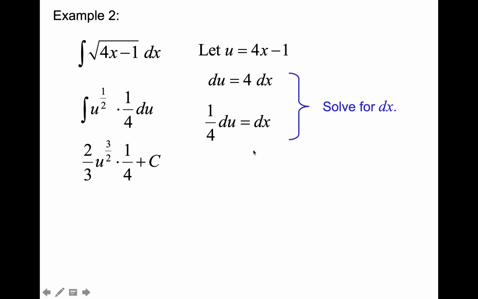Now I would bring the 1/4 out front. I'm not sure if they do that here. No, they didn't do that here. I probably would, so let me just show you that. If you take that out front, 1/4, the integral of u to the 1/2 du, then you can do 1/4 times, you're still going to have this u to the 3/2, and then you're going to have a 2/3 here.